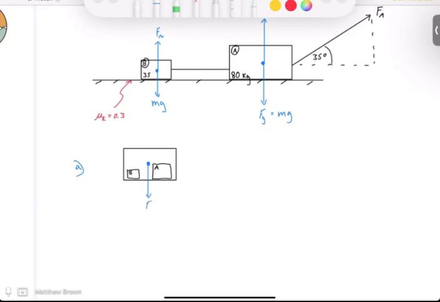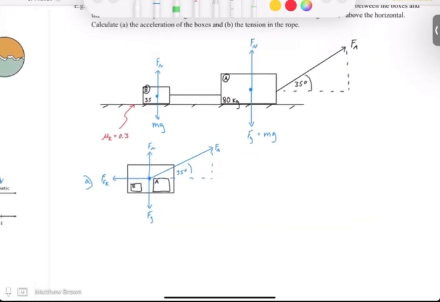I've got FG, a normal force here, and an applied force. And this is my 35 degrees. And I've got the force of kinetic friction if I want to be particular here, not that the K part matters.